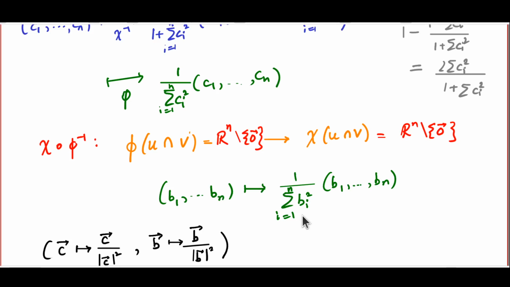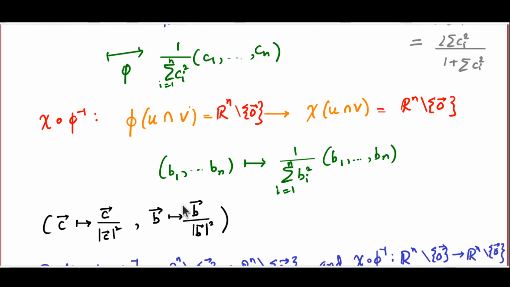So these two maps, phi composite chi inverse and chi composite phi inverse, can be shortened if you use the vector notation. The first one simply takes the vector c to a new vector c divided by the length of c squared, and the inverse of that, chi composite phi inverse, takes a vector b to the vector b divided by mod of b squared. Obviously this means that both of these maps are one and the same map, and the map happens to be self-inverse.